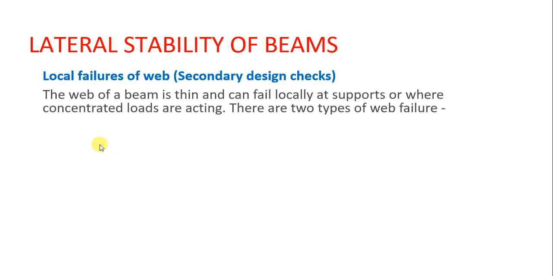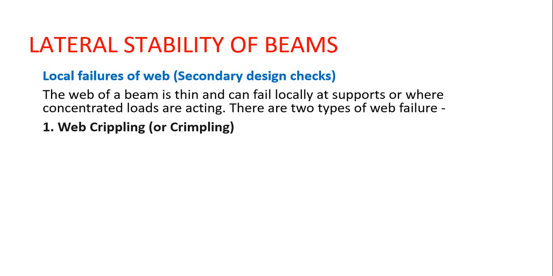So next one is the web of the beam is thin and can fail locally at supports or where concentrated loads are acting. So I'm speaking of local failures of the web now. See, the web of a beam is thin. If you take an I section or channel section, its web is thin and it can fail locally at supports. There are 2 points where it can fail. One is at the supports or at the point where the concentrated load is acting. So there are 2 types of web failures.